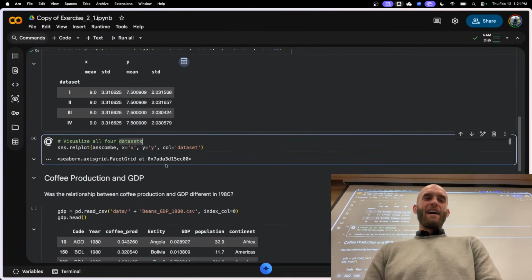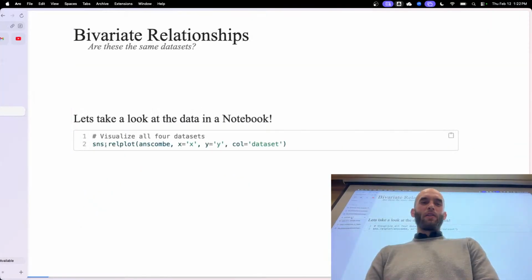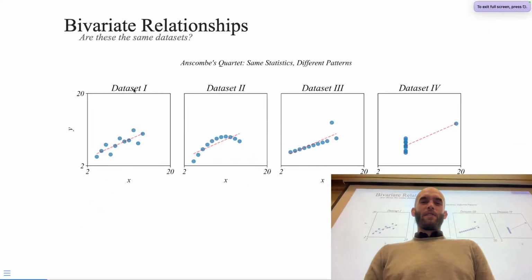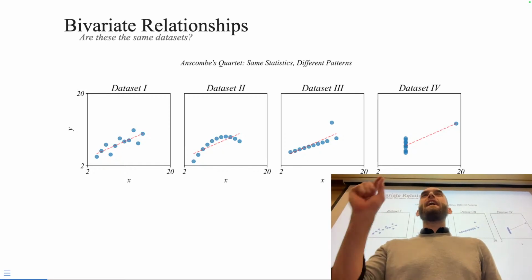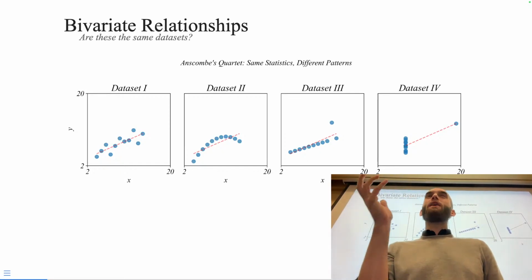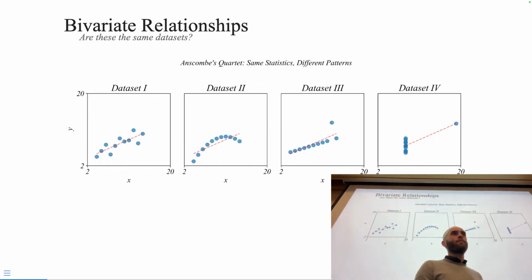Let me run this. So this is in the notebook, but I have a better picture of it in the slides. So let me just show this to you. These are the 4 data sets. These are nothing alike. Same mean, same standard deviation, and same correlation between the x and the y variables. But the underlying relationship is entirely different. We have 4 entirely different relationships.